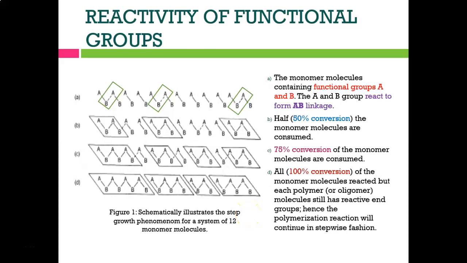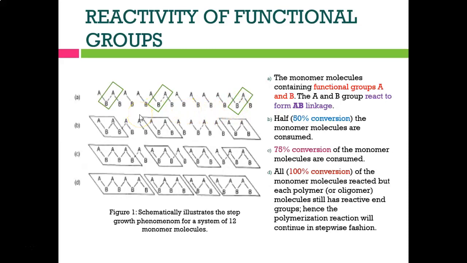Okay, this one is the schematic illustrating the step growth phenomena for a system of 12 monomer molecules. As we can see in A, it involves monomers A and B, and the monomer molecule contains functional groups A and B. Okay, contohnya monomer ni dia ada functional group A dengan B. And the AB group reacted to form an AB linkage. So dalam kotak ni dia akan produce AB lah, dia react, dia akan AB, AB, AB kan.